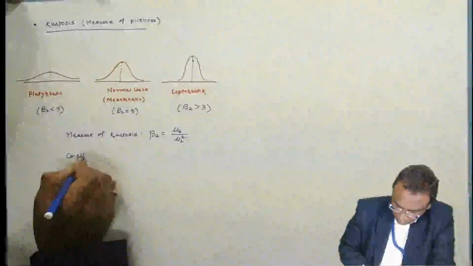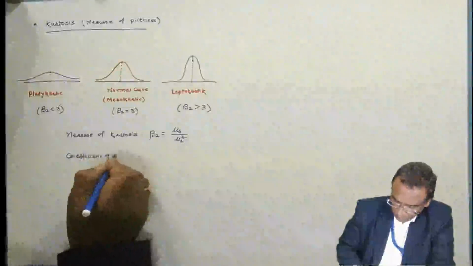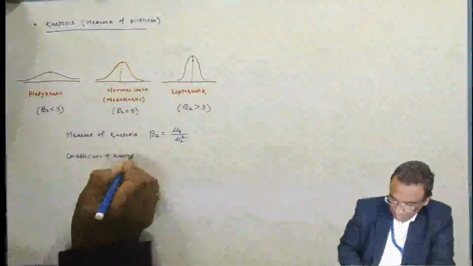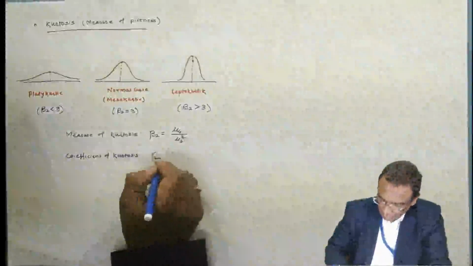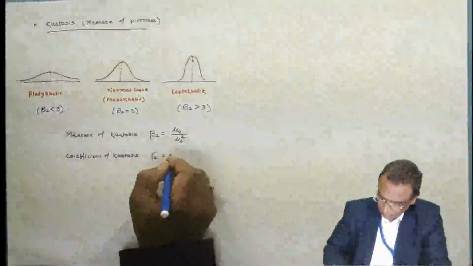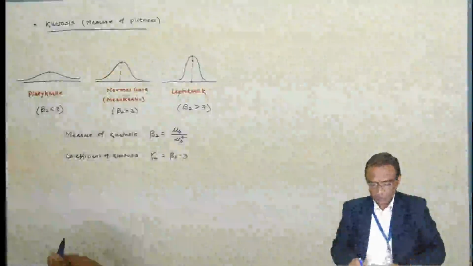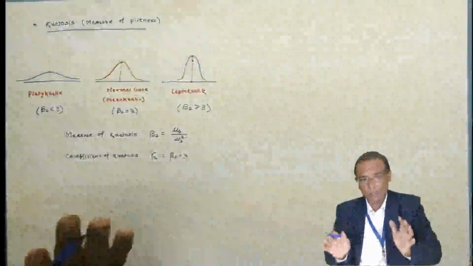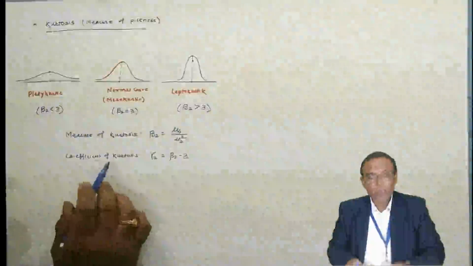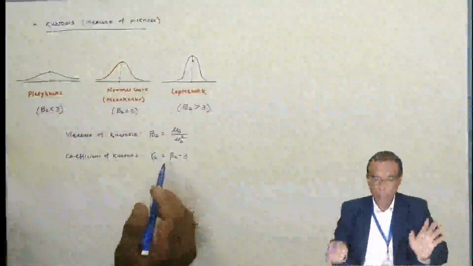And the coefficient of kurtosis tells up to which degree it is peaked. If you want to find it out, this is gamma 2, it is under root beta 2 minus 3. This is the measure of kurtosis. And if you want to measure up to which degree this thickness is there, then the coefficient of kurtosis gamma 2 is beta 2 minus 3.